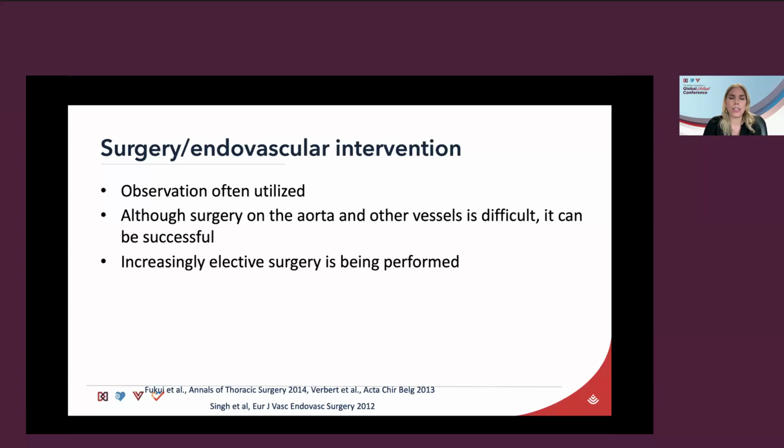Surgery and endovascular intervention. So this is when we find an aneurysm. Certainly we intervene if there's a major dissection or rupture, but if there's a small dissection that looks like it's healing, like a vertebral artery, people often get small vertebral artery dissections that might heal. So we often use observation.